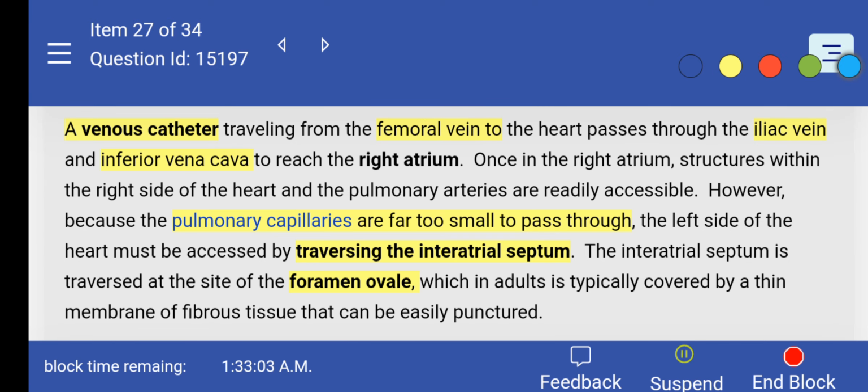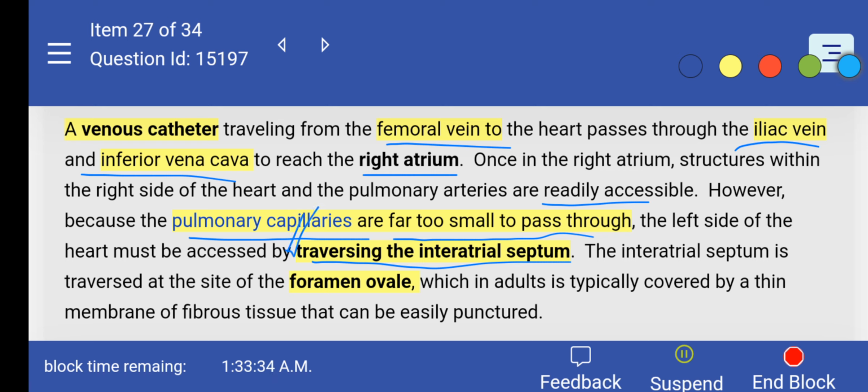A venous catheter traveling from the femoral vein into the heart passes through the iliac vein and then into the inferior vena cava to reach the right atrium. Once in the right atrium, structures within the right side of the heart and pulmonary arteries are readily accessible. However, because the pulmonary capillaries are far too small to pass through, the left side of the heart must be accessed by traversing the interatrial septum, at the site of the foramen ovale, which in adults is typically covered by a thin membrane of fibrous tissue that can be easily punctured.